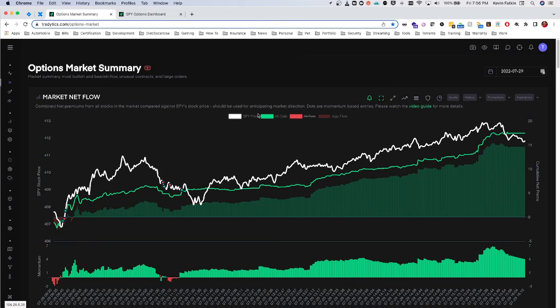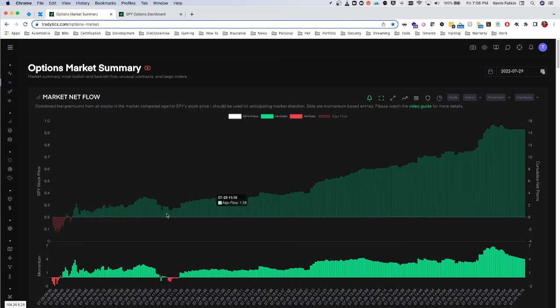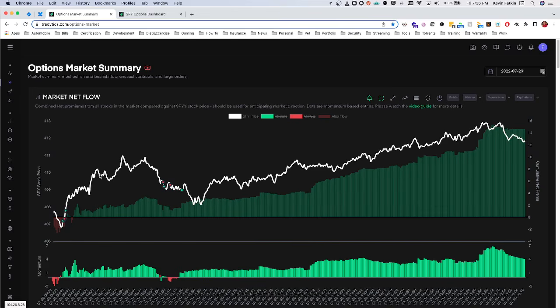So if I minimize this here, we can see these bars in the background are algo flow. We can see algo flow started off bearish for the day, and then it shifted bullish. Now, if we overlay that with SPY's price, you can see SPY's price was dropping. And then when the equity shifted bullish, so did SPY's price. And then as that drops down, so does SPY's price. And this is the power behind it.